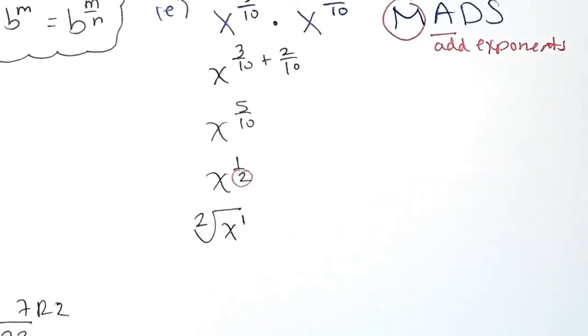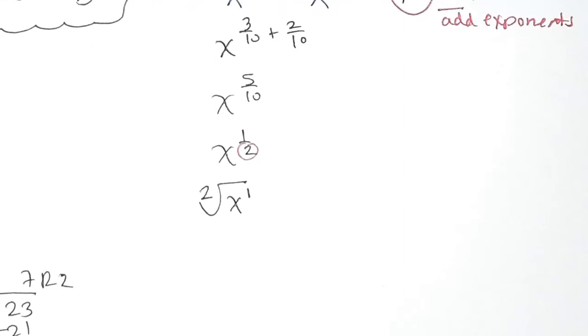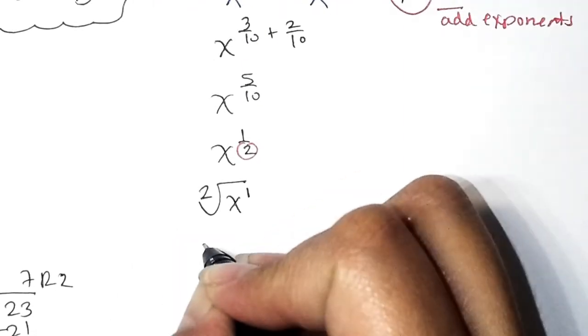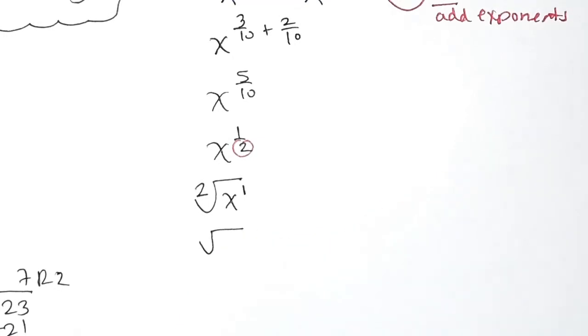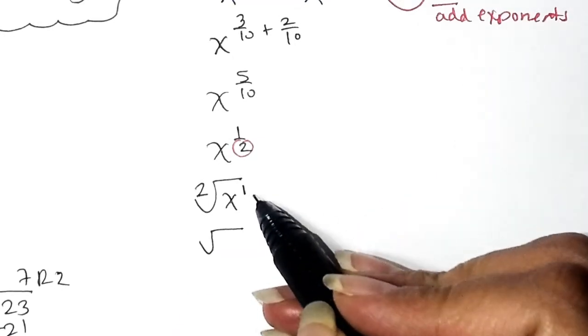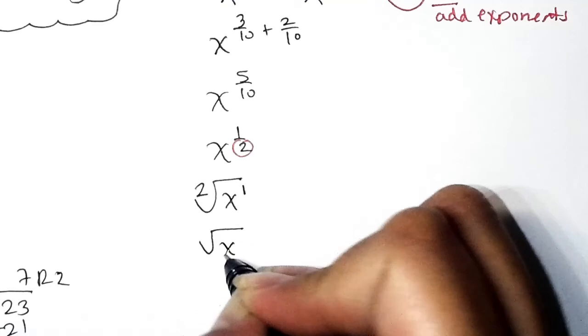But then we're going to clean this up because we want our answers to be as beautiful as possible. When the index is 2, it's not really needed, so I would appreciate it if you omit it. And then when the exponent is 1, again, it's not really needed, so I would prefer to see square root of x.